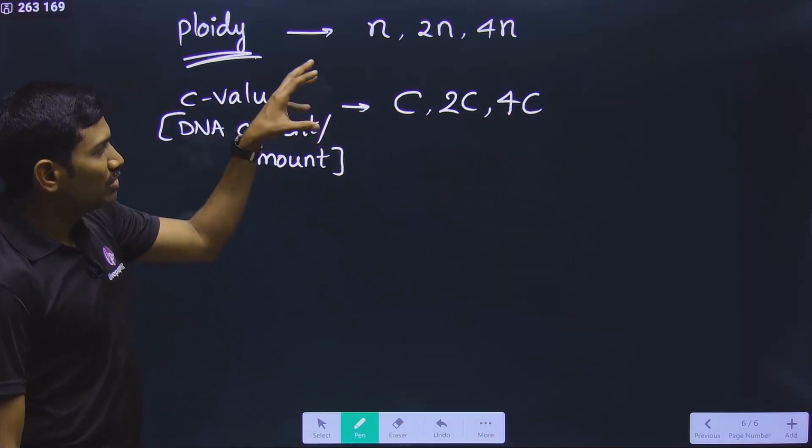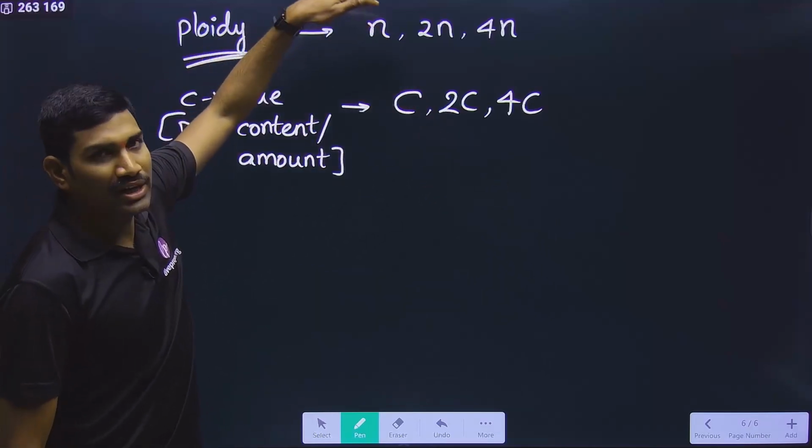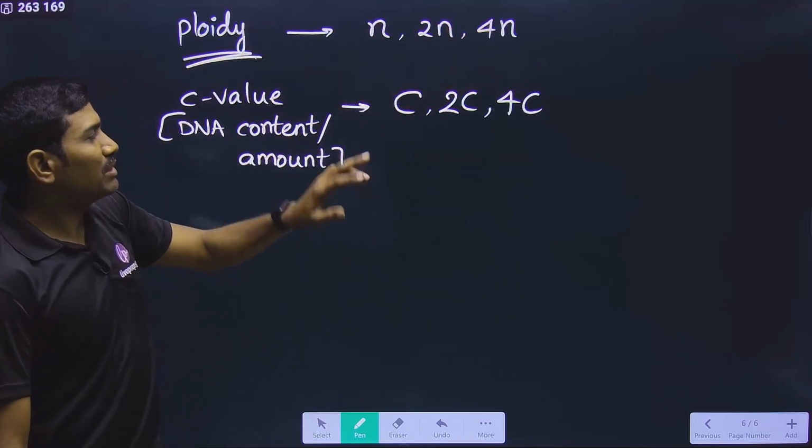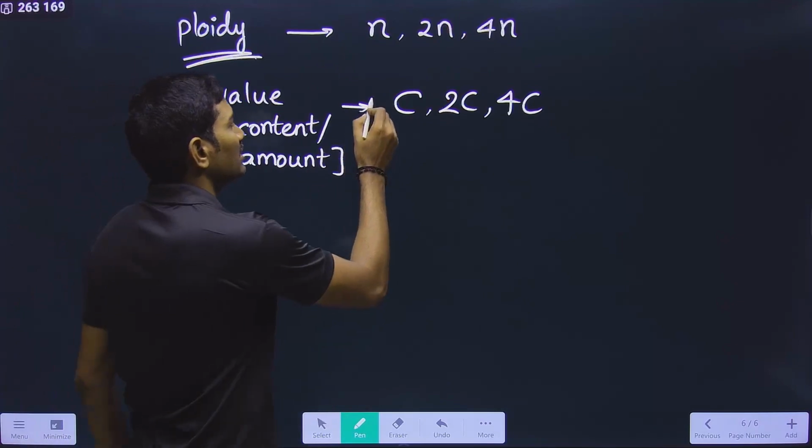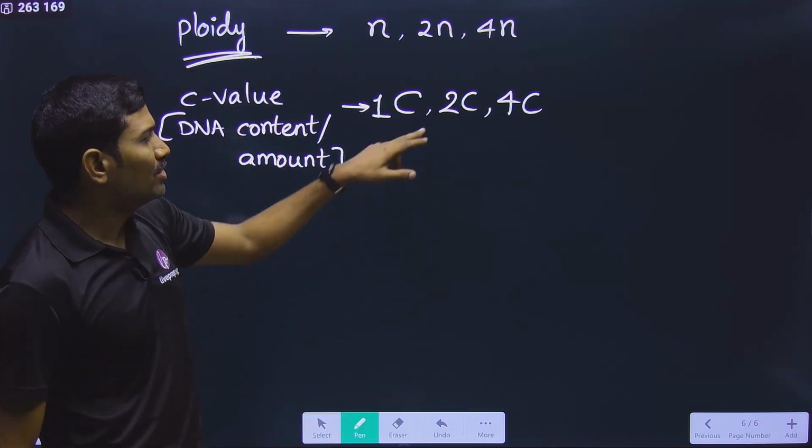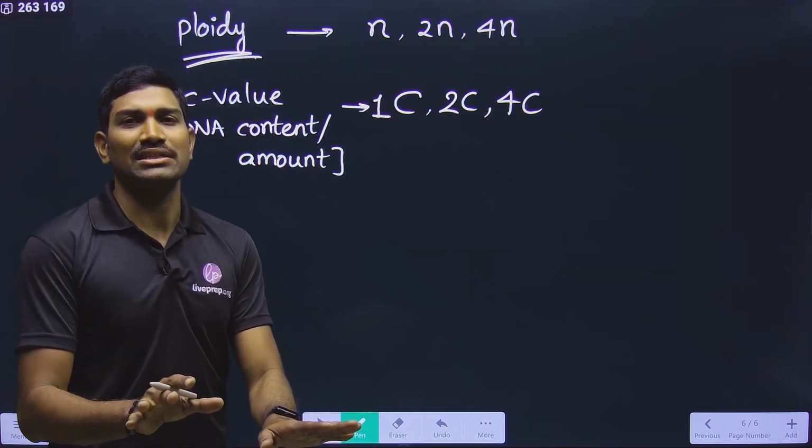Here also we are using only these three. So with respect to ploidy, N, 2N, 4N. With respect to C-value, C, which means 1C. You can write 1C or C, no problem. 2C, 4C. Only these three we are studying.